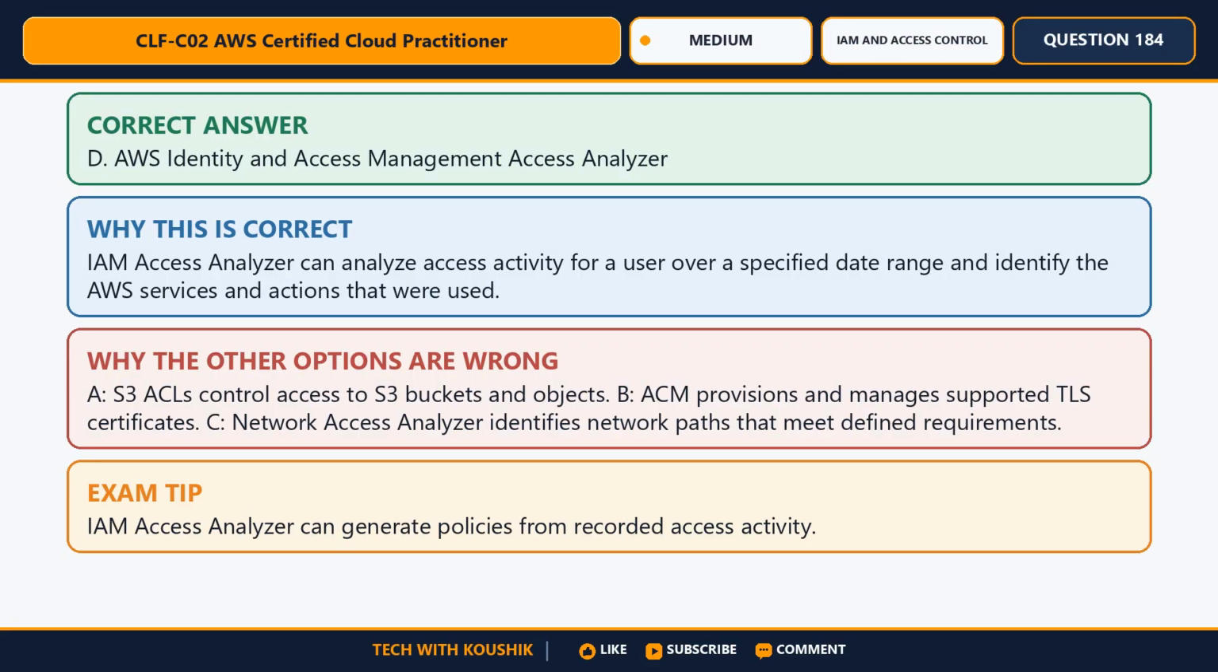The correct answer is D, AWS Identity and Access Management Access Analyzer. Here is why. IAM Access Analyzer can analyze access activity for a user over a specified date range and identify the AWS services and actions that were used. Why are the other options not correct? A. S3 ACLs control access to S3 buckets and objects. B. ACM provisions and manages supported TLS certificates. C. Network Access Analyzer identifies network paths that meet defined requirements. Exam tip. IAM Access Analyzer can generate policies from recorded access activity.